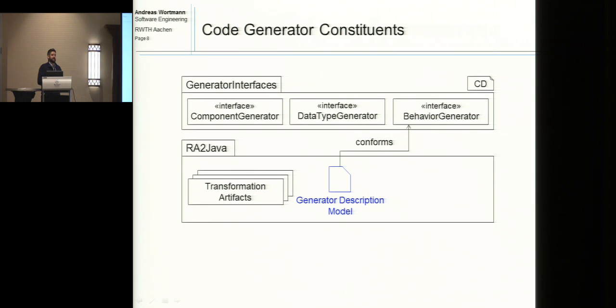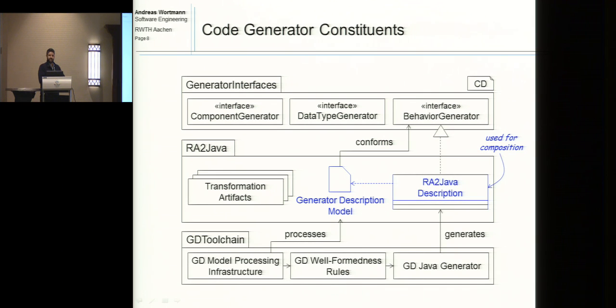So to make that available to composition, we generate an implementation for it. So there are 2 generation steps until we have a generator aggregate, and in the first step, our toolchain processes these models, checks their well-formedness, and produces an implementation that is an actual Java class which realizes or implements this interface and contains all the information from the generator description model. After that, your generator is finished, and you can just plug it in.